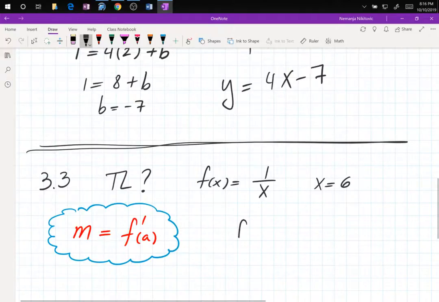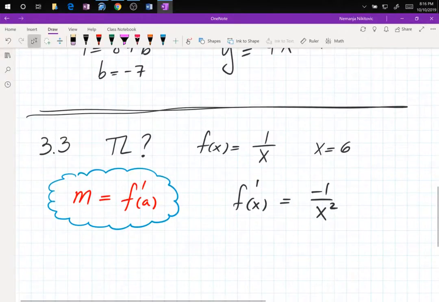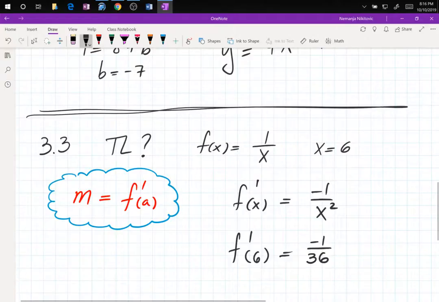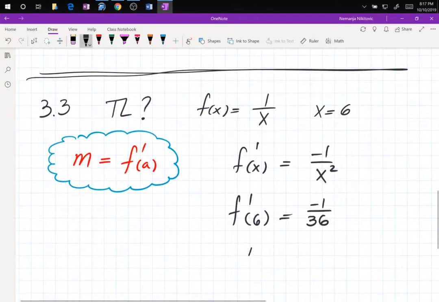You will find the derivative f prime of x, which we said is negative 1 over x squared. And then you will calculate the derivative at 6, which gives you negative 1 over 36. And that is the slope. So this is now the joke of a calculation.